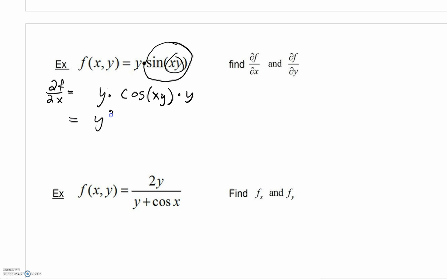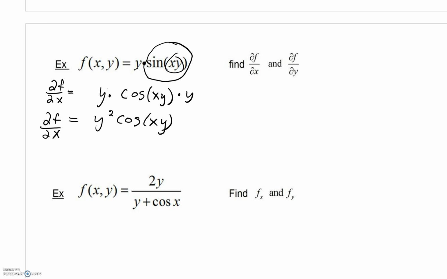Of course, you could have just said it's y squared cosine of xy, right? Why did I put the y to the far, far right? Just to remind you it was the chain rule, right? Of course, we don't have to do that. You could just do it in your head. Are we doing okay so far?